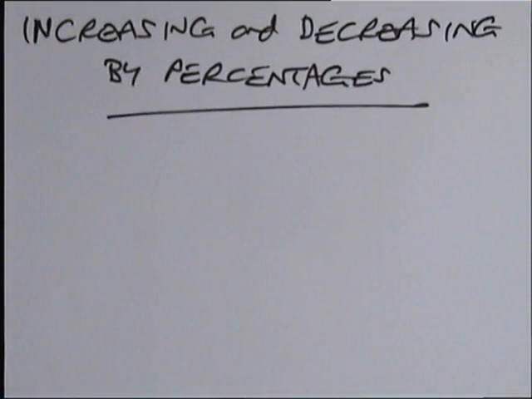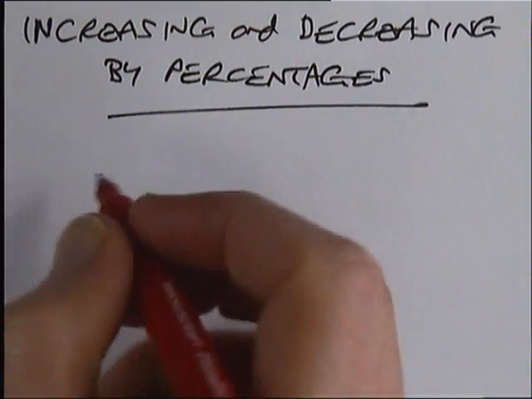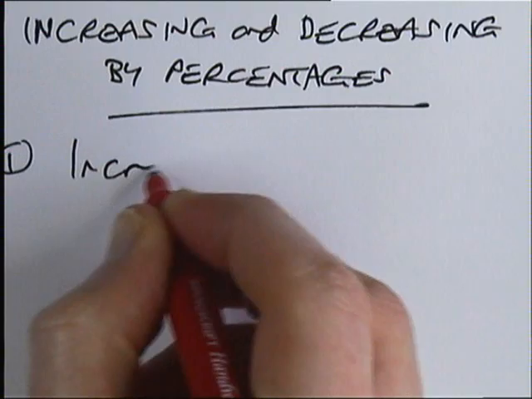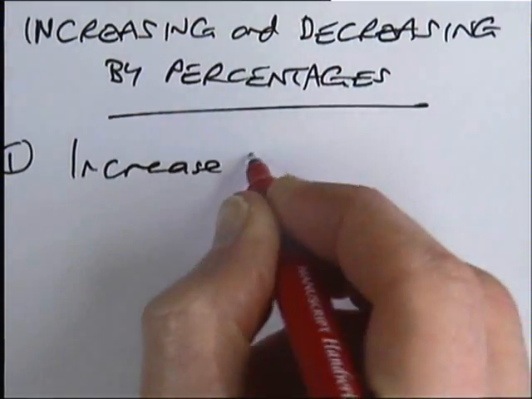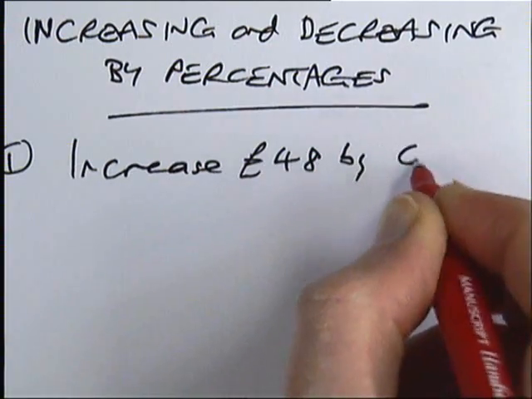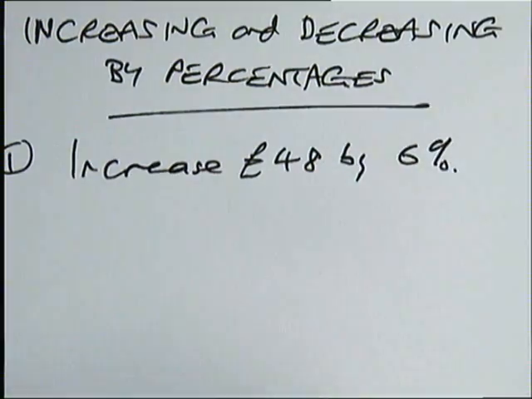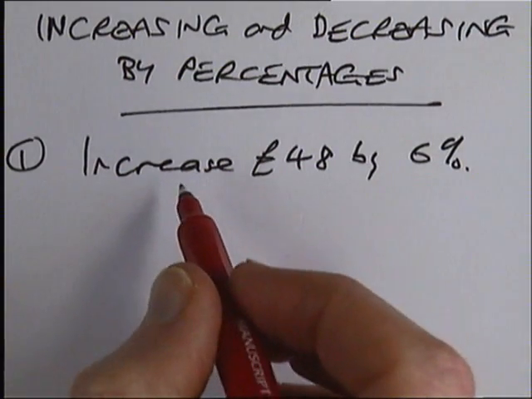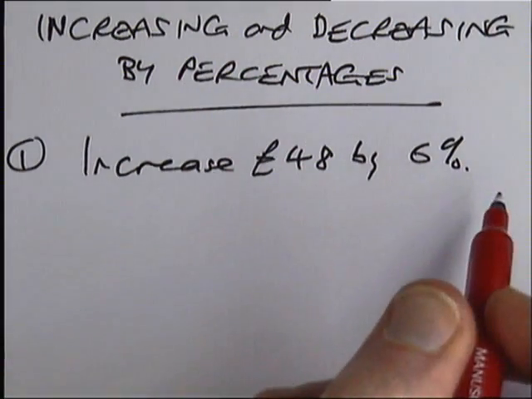In this video, we're going to show you how to increase an amount or decrease an amount by a percentage. In the first example, I'm going to show you how to increase £48 by 6%. We're going to do it first of all without a calculator, and then we'll do it with a calculator as well.